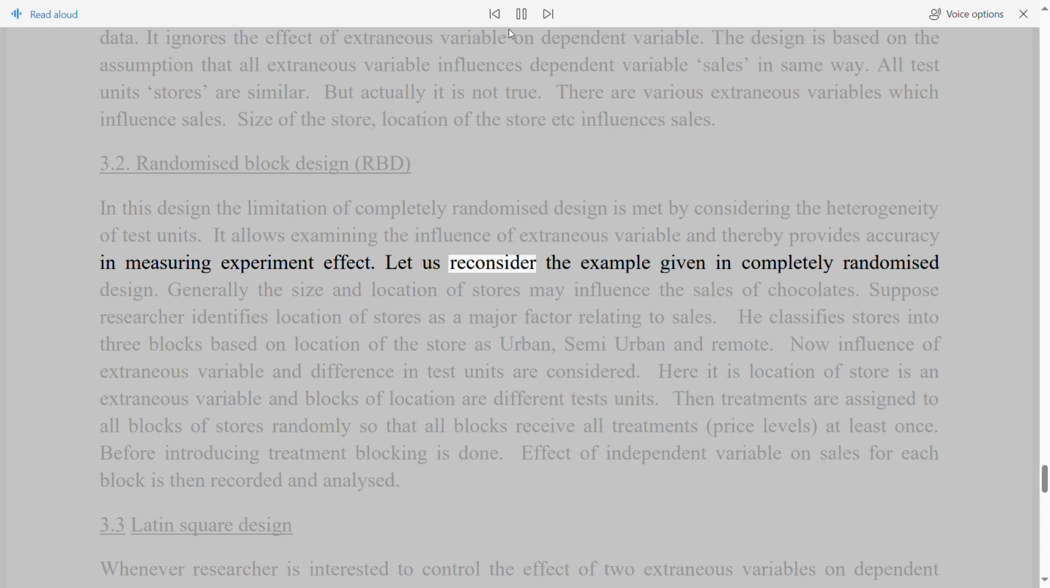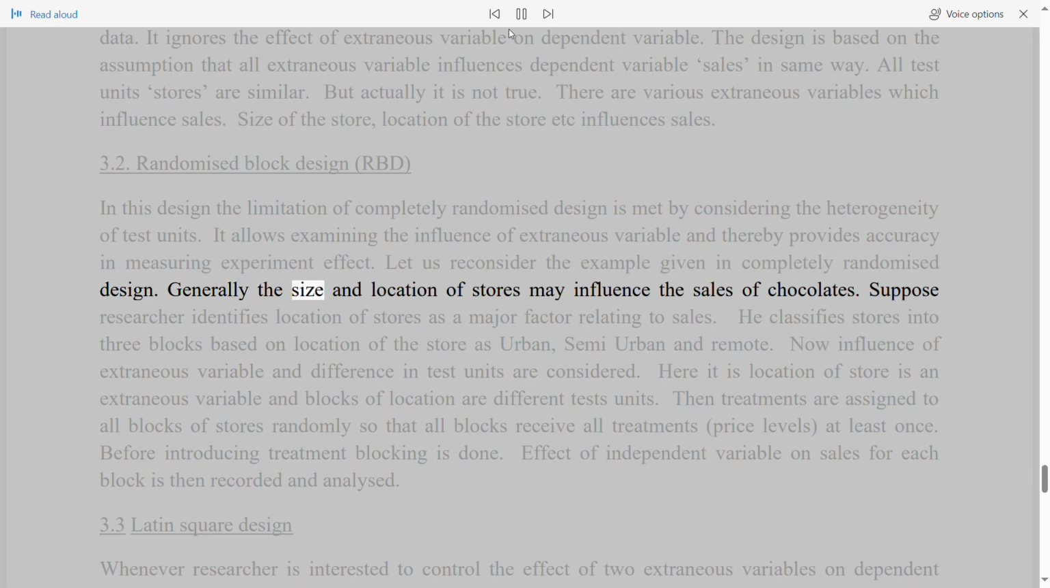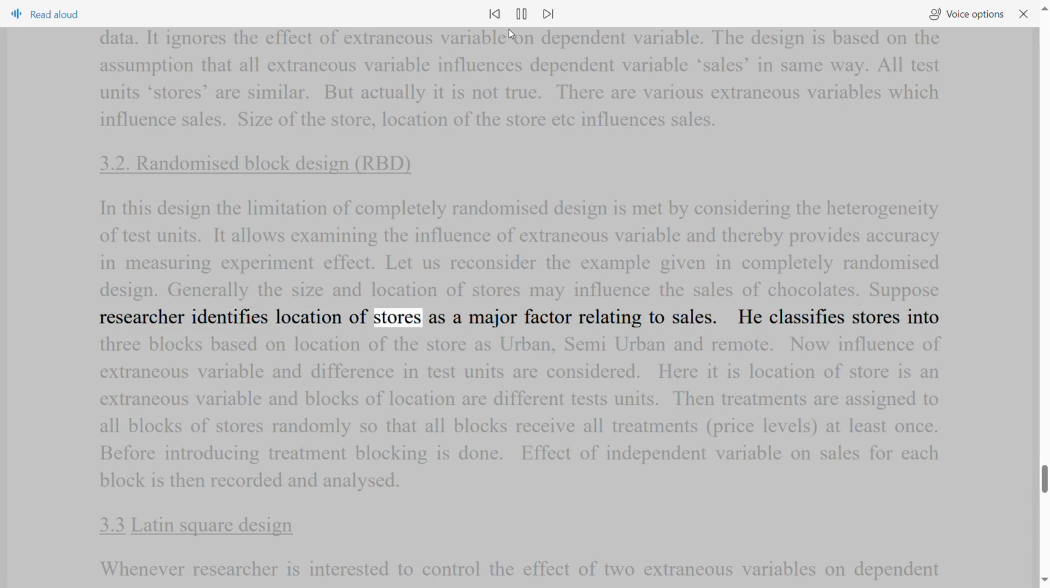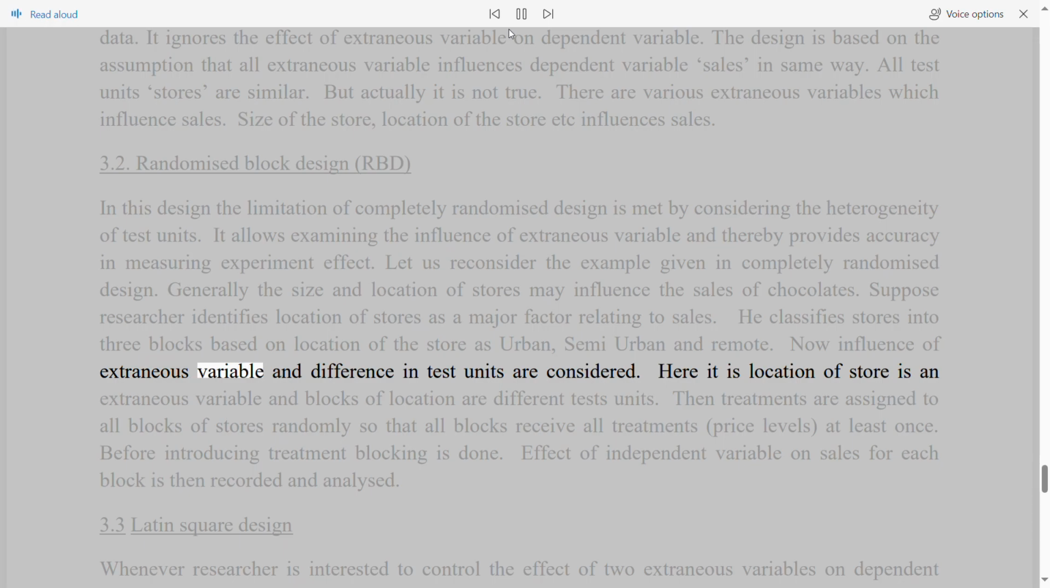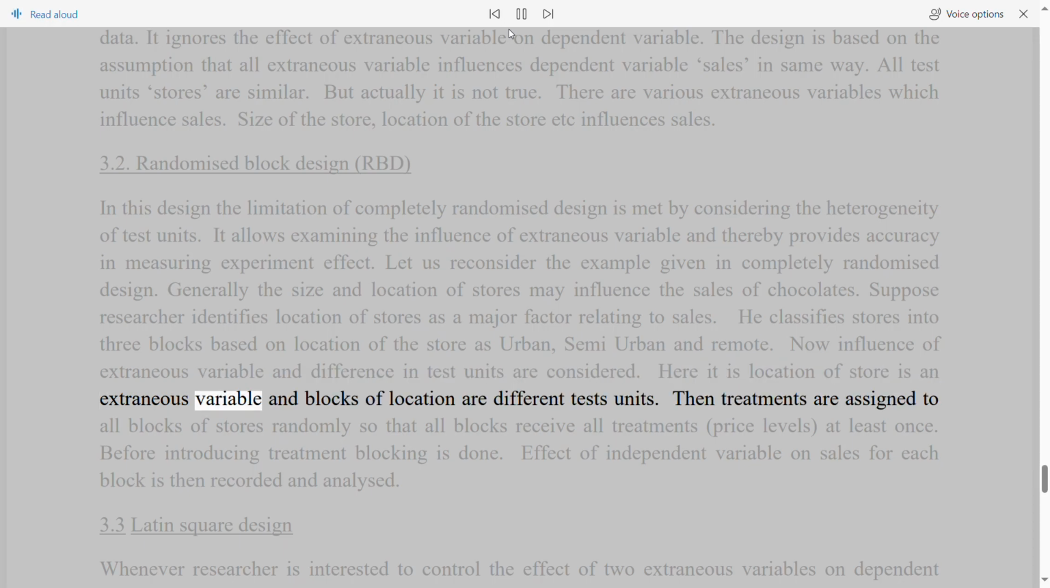Let us reconsider the example given in completely randomized design. Generally, the size and location of stores may influence the sales of chocolate. Suppose researcher identifies location of stores as a major factor relating to sales. He classifies stores into 3 blocks based on location of the store as urban, semi-urban and remote. Now influence of extraneous variable and difference in test units are considered. Here location of store is an extraneous variable and blocks of location are different test units.